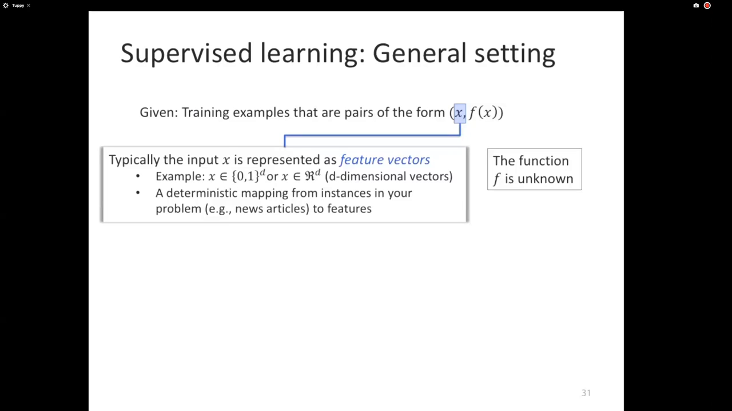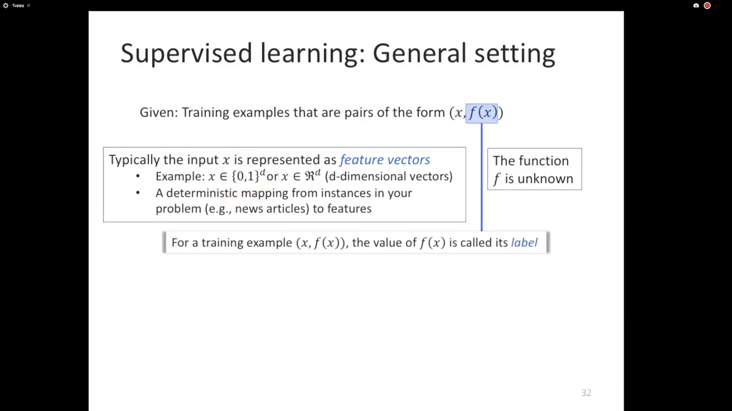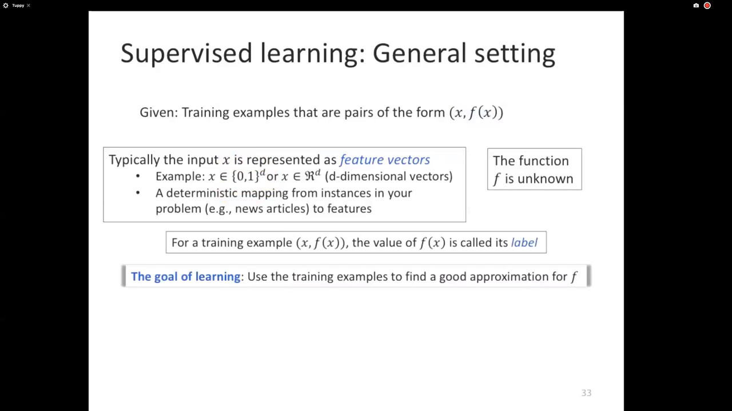Feature vectors are just points in a high-dimensional space. Or if you're not comfortable with the idea of high-dimensional spaces, think of them as a list of numbers. For example, you could have a Boolean feature space, just 0 or 1, a vector of d of them, or a collection of d real numbers. And for the most part, the input to this function is a deterministic mapping from the instances in your problem, like news articles or names or images, to some vector space, to features. So the label assigned to this x is f of x, which comes from the label space. The goal of learning is to use the training set that we have to find a good approximation of f.